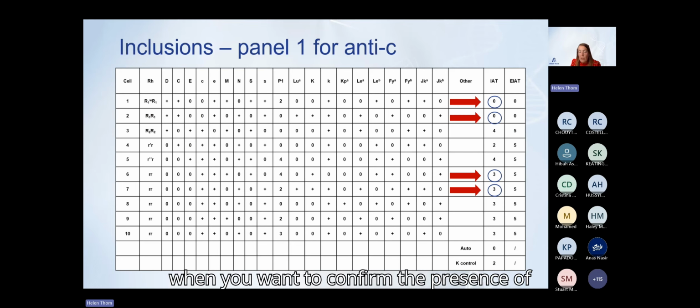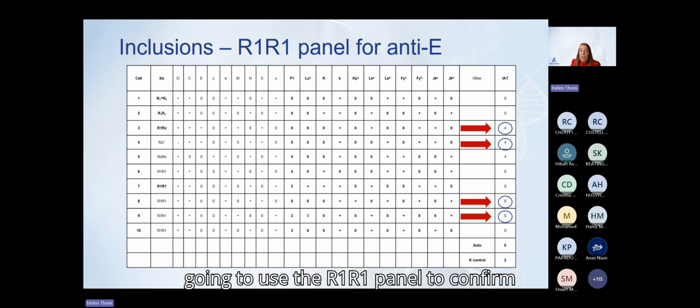So when you want to confirm the presence of your little c, you've got 2 positive examples and 2 negative examples. Notice I've used the ones that are the negative examples and positive, the negative for the big E, and they don't contain big E. And we can use the R1R1 panel to confirm the presence of big E. So you've got your 2 positive examples, 2 negative examples, and they give you the exclusions for the other ones as well.